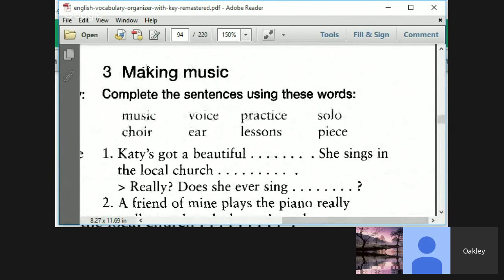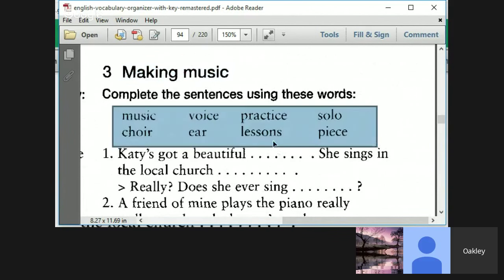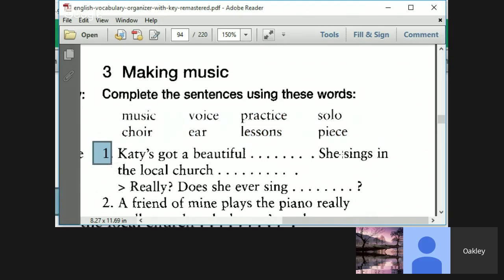Okay. Sam, let's talk about making music. Again, another fill-in-the-blank exercise. All right. Talking about music, basically. Katie's got a beautiful voice. She sings in the local church. Voice. Yes, voice. She sings in the local church.